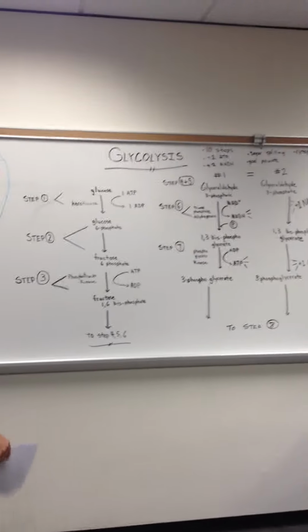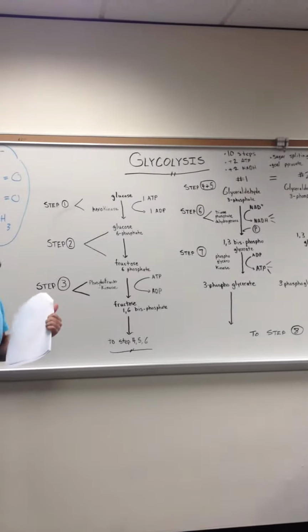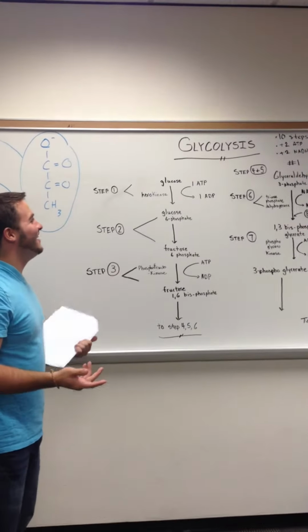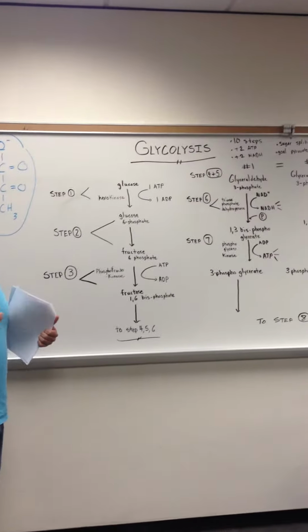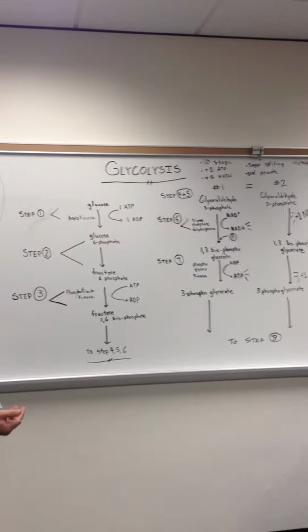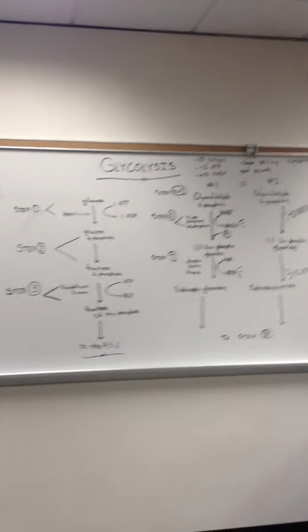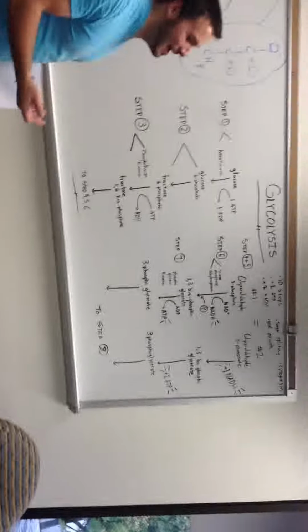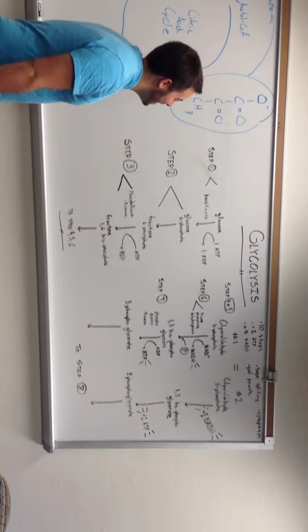Glycolysis. Pretty much there's 10 steps. The goal of glycolysis is to split the glucose molecule into two molecules. The end product is going to be pyruvate. You need pyruvate for the Krebs cycle, so that's kind of like the whole spectrum of things. So we're going to go by it step by step.